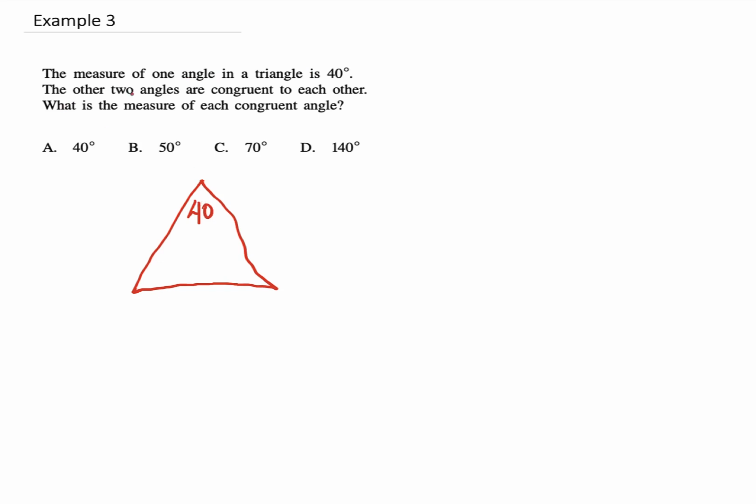The other 2 angles are congruent to each other. Now that word congruent means same. So the other 2 angles, let's call this X and Y, are the same value. What is the measure of each congruent angle? So they just gave me one angle. So I'm going to deduct the angle that is given from 180 degrees. So I'm going to subtract 40 from that.